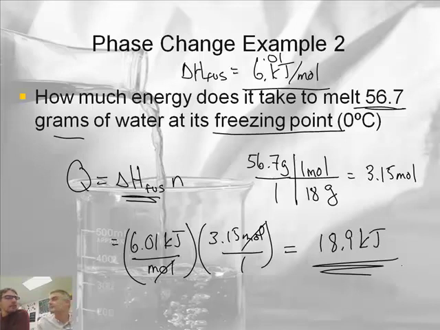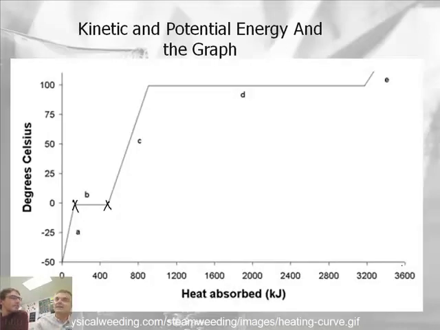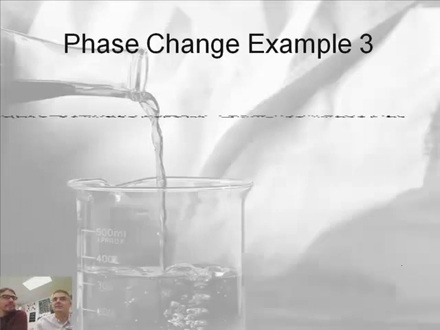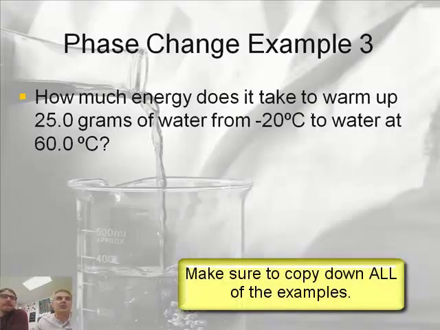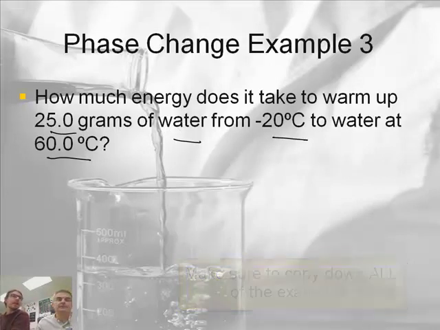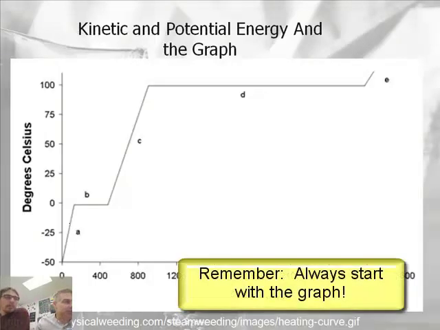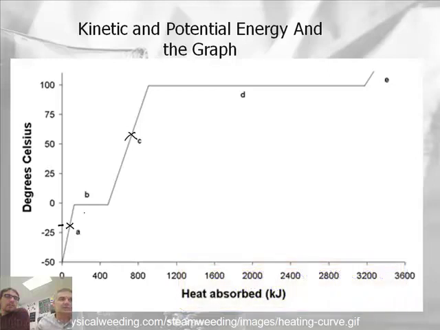I have a hunch we're going to stick those two together next. All right. Example 3. Let's make it hard. How much energy does it take to warm up 25 grams of water from negative 20 to water at 60 degrees? It would be ice at negative 20. Let's put that on the graph. I'm starting here at negative 20, going up to 60. 60 is here. Oh my gosh, I've got 3 stages.